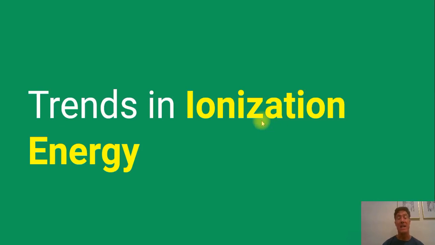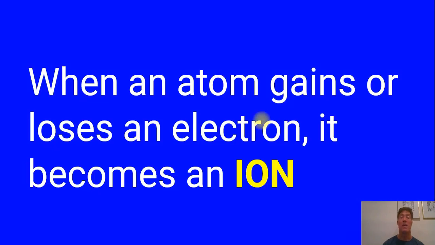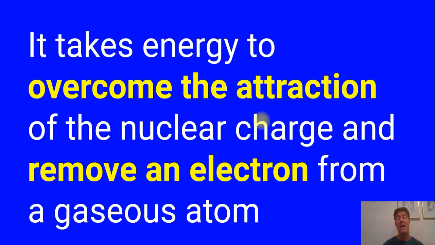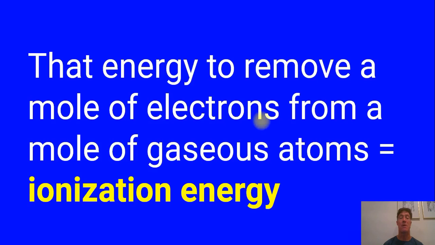All right, now let's look at trends in ionization energy. We know that the term ion means an atom has gained or lost an electron. And it takes energy to overcome the attraction of the nuclear charge and to pluck or take an electron from a gaseous atom. So the energy to remove a mole of electrons from a mole of gaseous atoms is defined as ionization energy. So the atoms have to be in a gaseous form. We have to be talking about a mole of them, Avogadro's number of them.